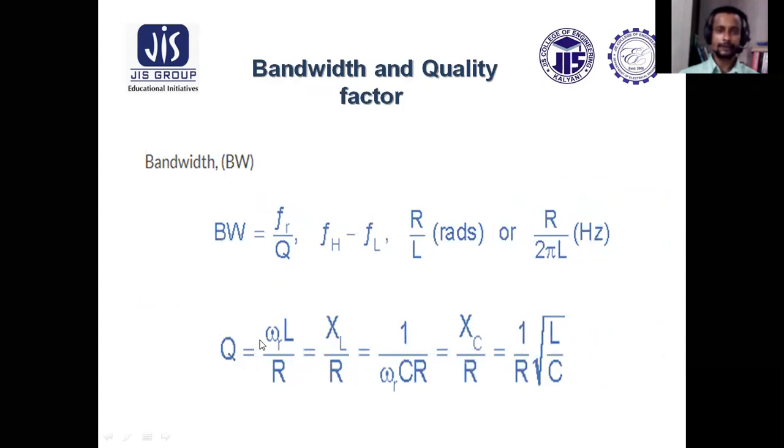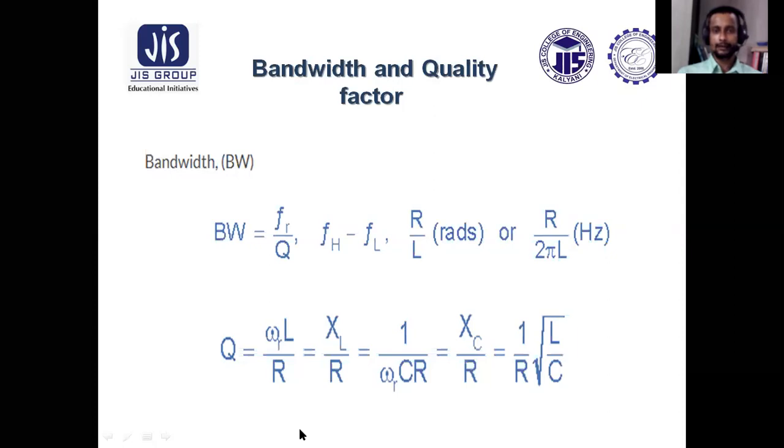The quality factor is omega RL by R, which decides the quality of the coil, which equals XL by R or 1 by omega R CR. So these are the formulas of quality factor and bandwidth. These formulas will later be used to solve numericals on resonance.